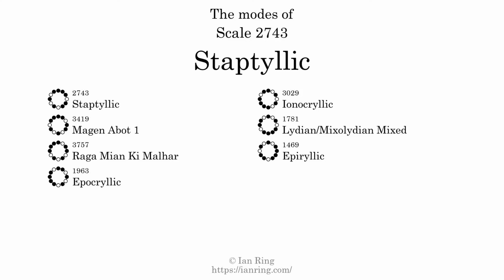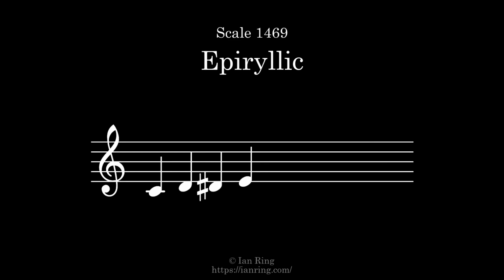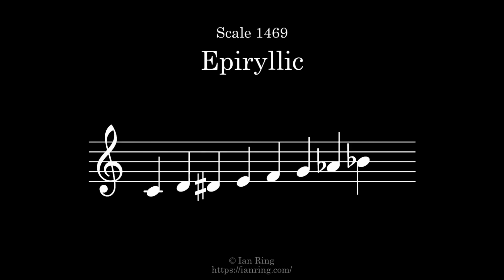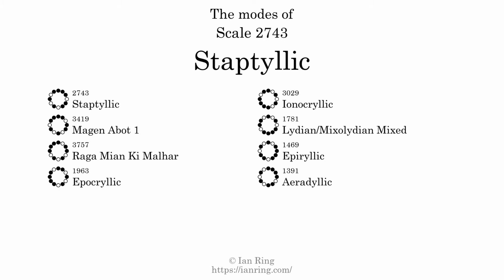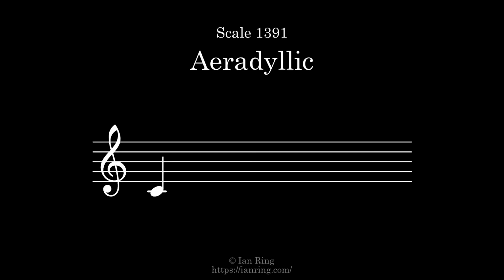The seventh mode is scale 1469, also known as Epicrylic. It sounds like this. The eighth and last mode is scale 1391, also known as Eridyllic. It sounds like this.